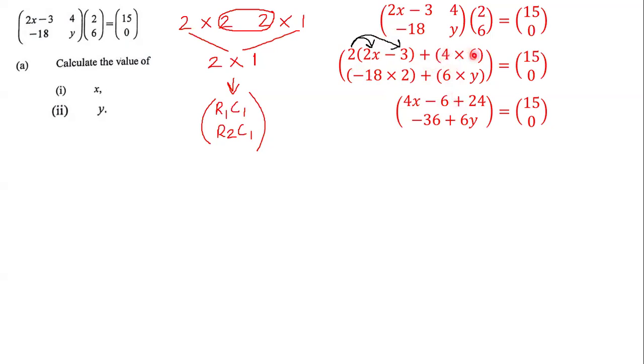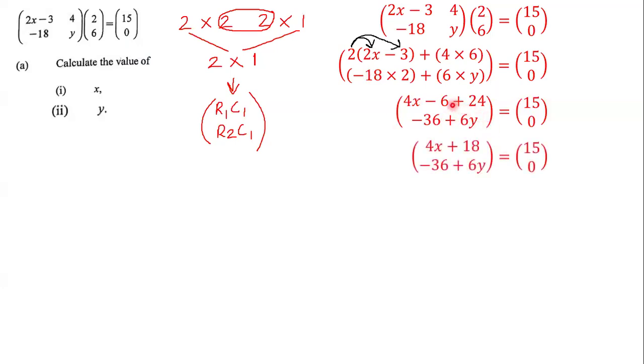Now we have 4 times 6 and 4 times 6 is 24. Next we say negative 18 multiplied by 2 gives us negative 36. And 6 times y is simply 6y. And so we set that equal to this matrix. Next, we still have to simplify this some more because it still can be simplified.